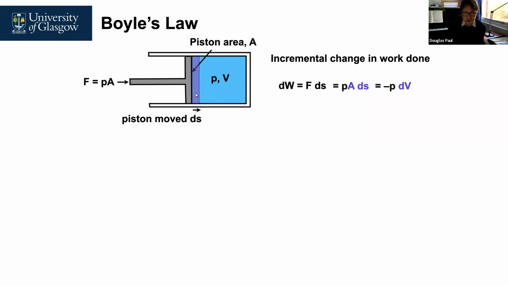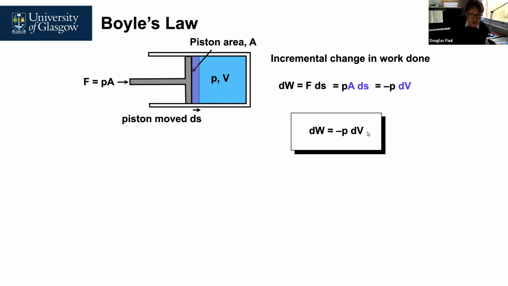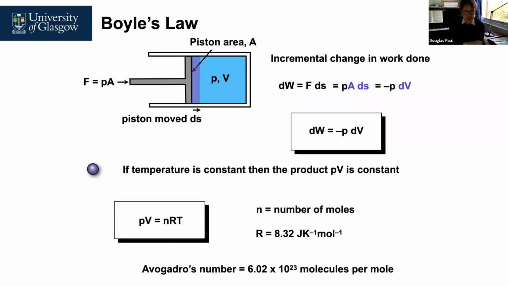Because we're actually pushing the piston in, we've got a negative that comes into this part of the equation, but you can see how we can derive that the incremental work done is minus the pressure times the incremental change in volume. So here's a thermodynamic differential equation that we can use, where the incremental change in work done, dW, is just minus the pressure of the system times the change in volume. Now, if the temperature is constant, then pressure times volume is also a constant. So dW then becomes a constant.